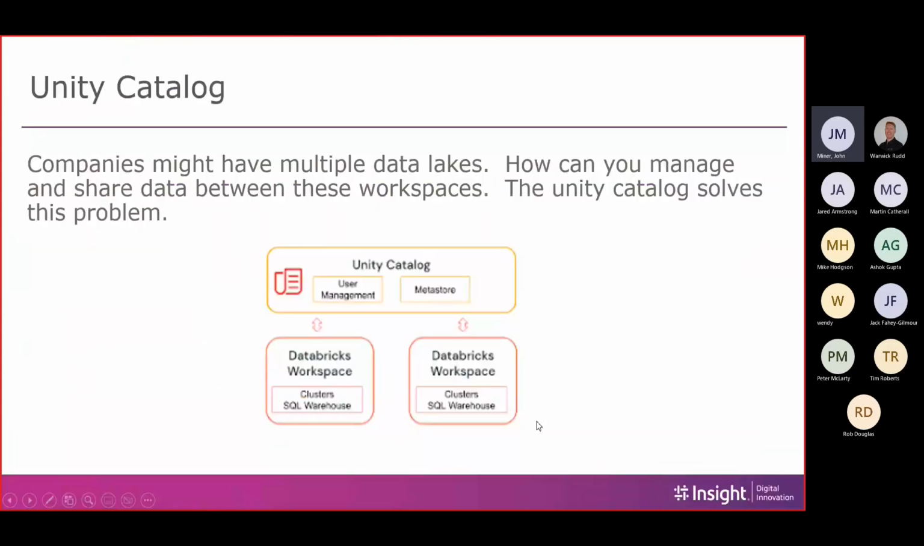So Unity Catalog. One of the things I did not talk about is Unity Catalog, but it's a big deal if you haven't heard about it. Companies might have multiple data lakes. How can you share the data between these workspaces? For instance, say data engineering has a data lake that has some raw data coming in from a manufacturer. The data scientists have another data lake that has some predictions. Maybe I want to marry the 2 up. That's how you do it with the Unity Catalog.